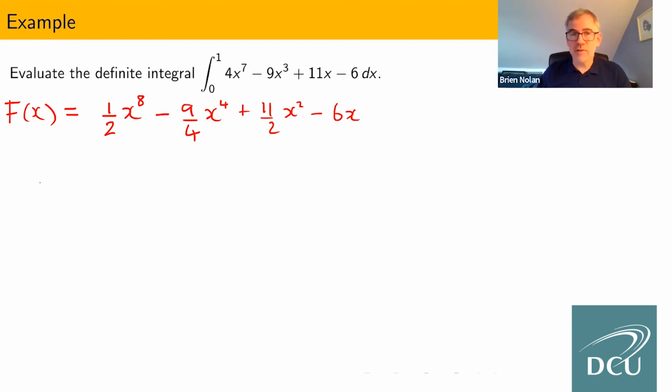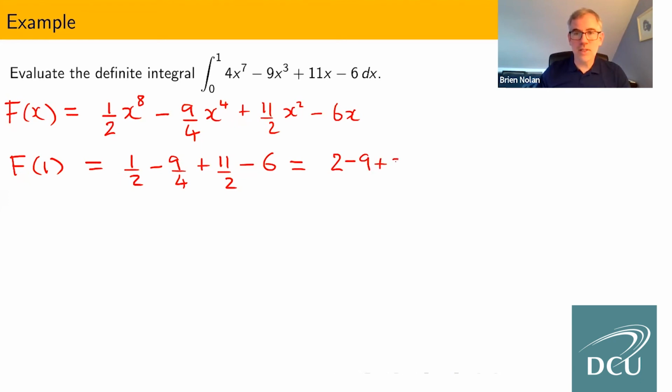So there's an antiderivative for this function. I evaluate it at the right-hand endpoint, x equals 1, so that's a half minus 9 over 4 plus 11 over 2 minus 6, which would be, let's put that all over 4, 2 over 4 minus 9 over 4 plus 22 over 4 minus 24 all over 4. And see if I can figure that out. Oh, there's a nice handy 22 plus 2, 24 minus 24. So I have minus 9 over 4 for f at 1.